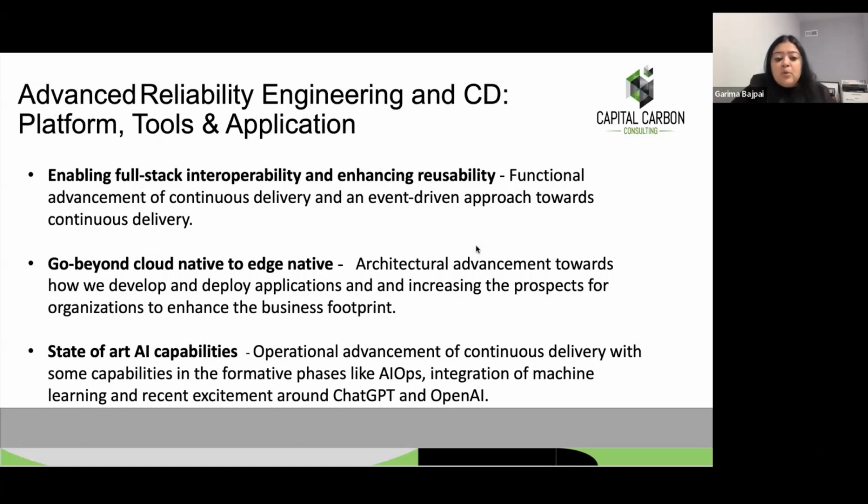I will not talk more on this because state-of-the-art AI capabilities are going from beyond cloud native to edge native, and full stack interoperability and enhancing reusability can be some of the key areas of focus for the next generation practitioners.